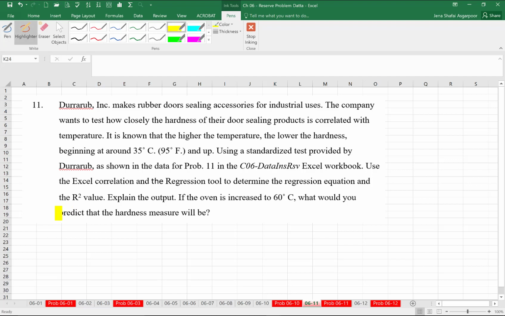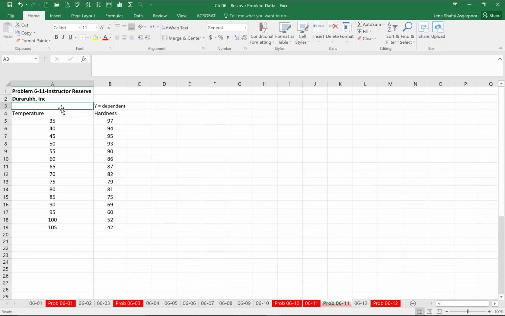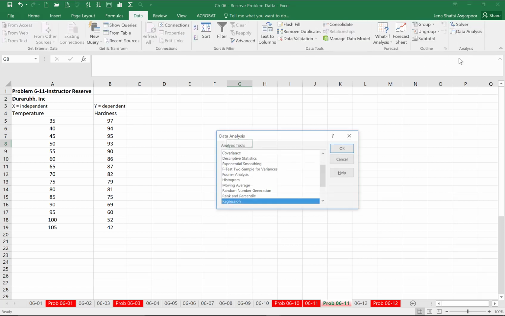Because we are predicting hardness, in regression the predicted variable is always the dependent variable. So in this case, hardness is what we're predicting, and this is going to be the y variable or dependent variable, and temperature is going to be the x or independent variable.